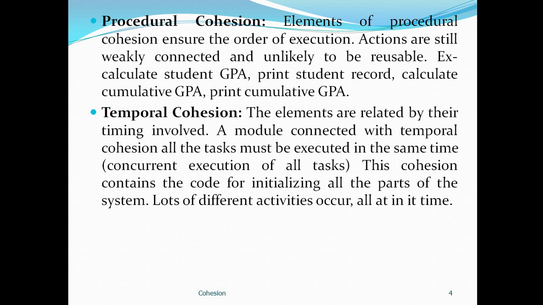The second example is given: calculate the cumulative GPA, print the cumulative GPA. Then it will be accepted, because we are performing a task of calculating the GPA and we want to take a print of the GPA, so it is in procedure. One task is completed and the same task is processed in memory. Both are the same task processed in memory, which is permitted in procedural cohesion, in linear order of execution of the elements or processes. The next one is temporal cohesion.